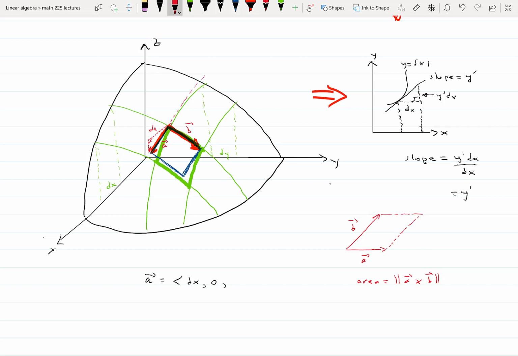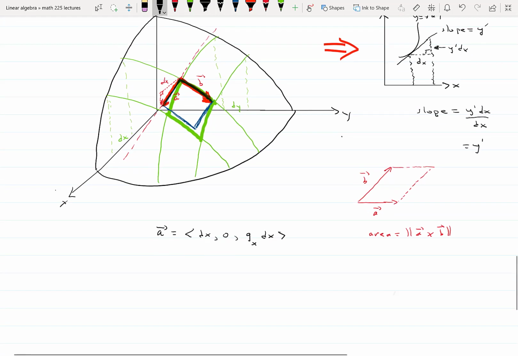If I continue that vector, or a line along that vector, that's a tangent line in the x direction. What's the slope in the x direction? It's exactly the derivative with respect to x times dx. So it's g sub x dx. Remember, the partial of g with respect to x is the slope in the x direction holding y constant.